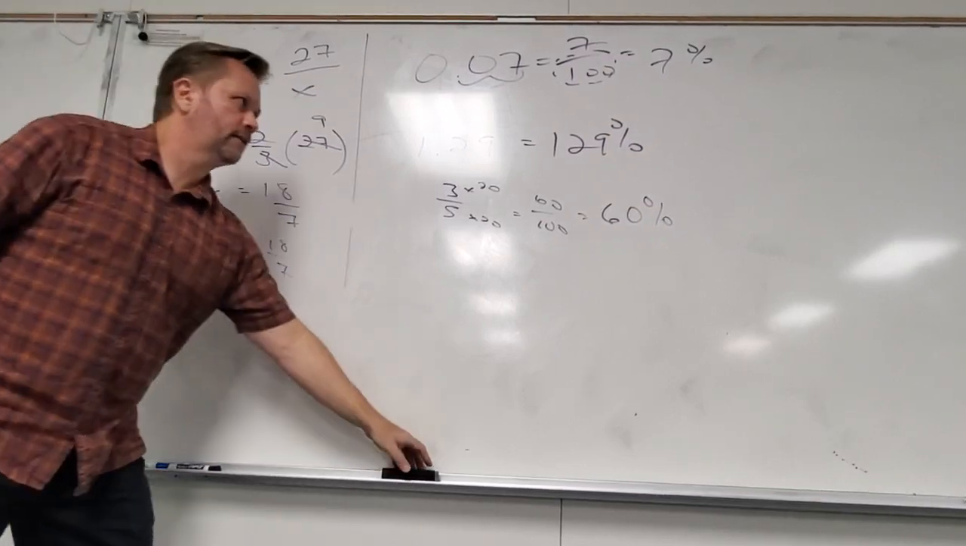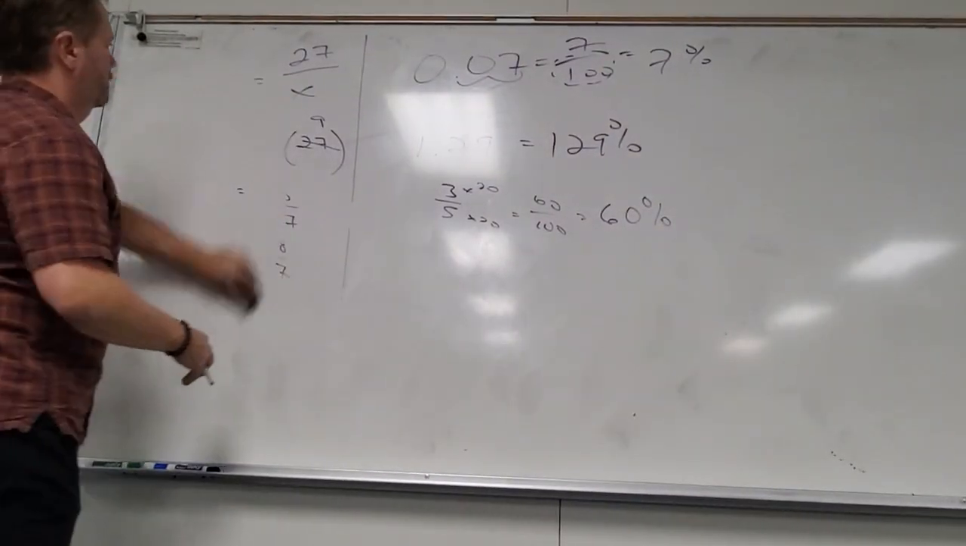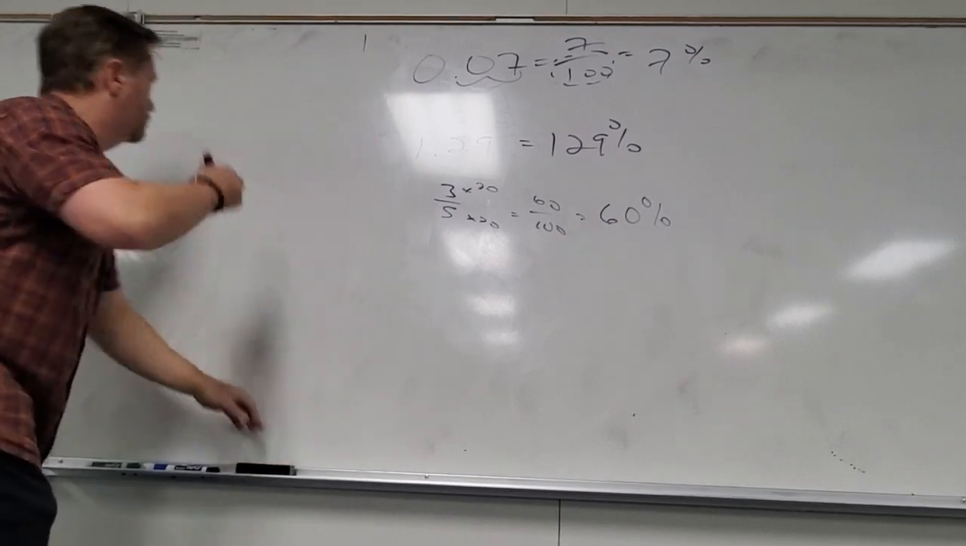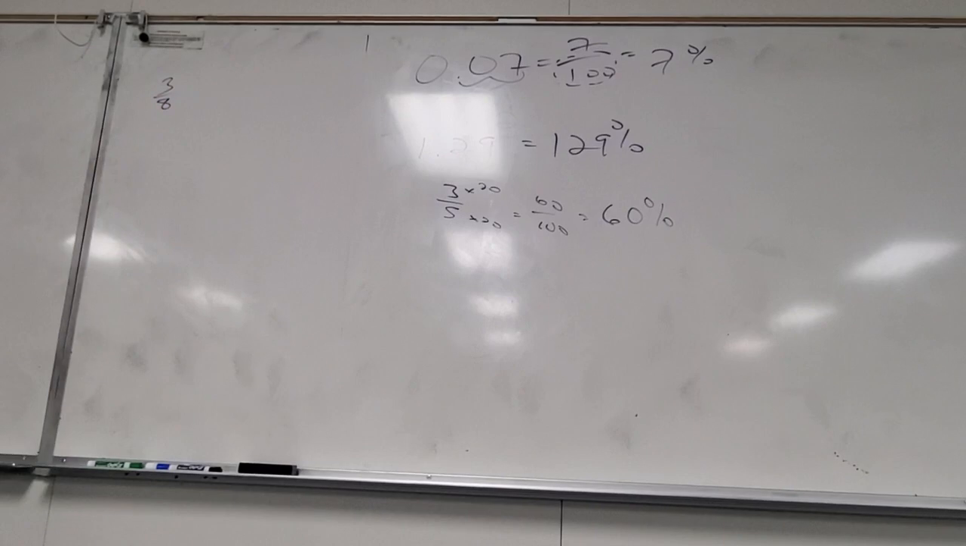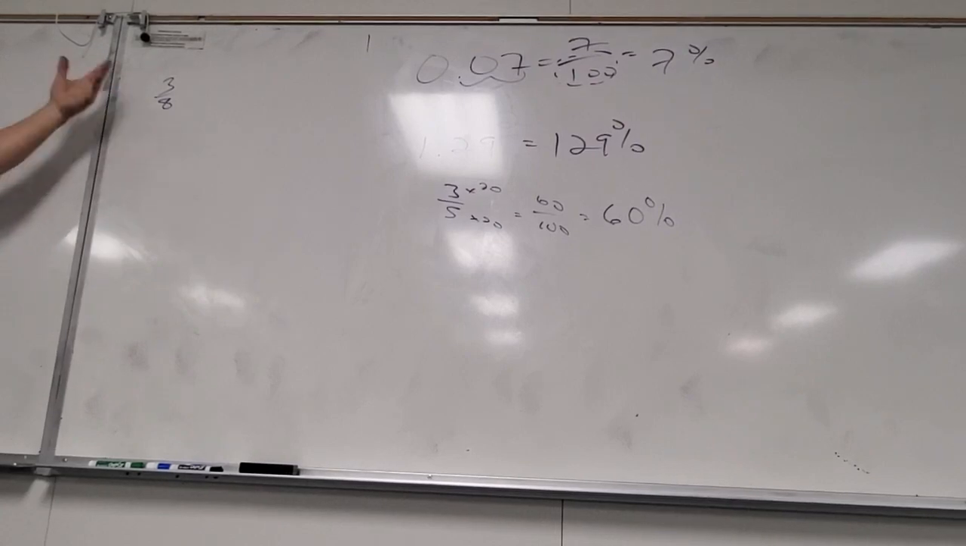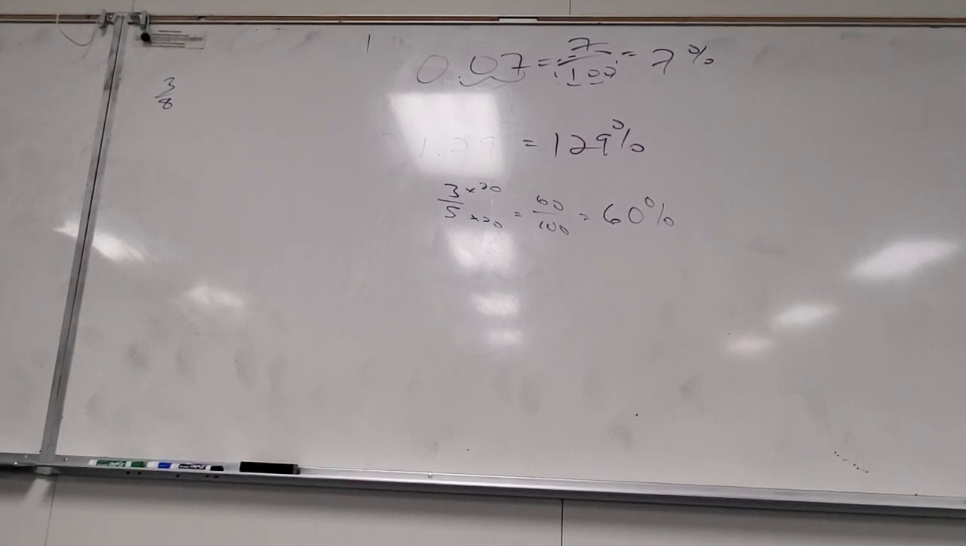Okay. So what if I had something like 3/8? Can you make that into 100 on the bottom easily? No. Could you make the bottom 100? Sure. You just have to take a minute, figure out what you multiply 8 by to make it 100. So what's another way to make this into a percent? One way would be to do what? How do I make this into a percent? I can't make the bottom 100 easily.